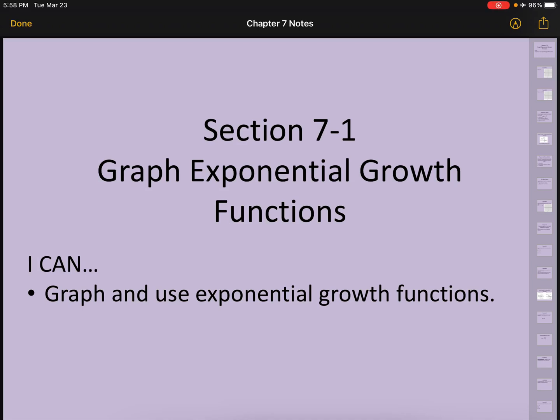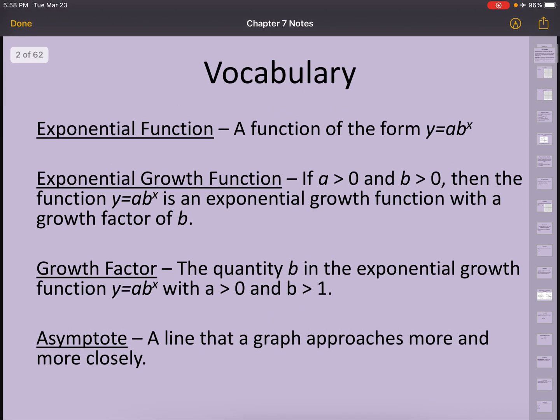Okay guys, this is section 7.1. In this section our goal here is to be able to graph and use exponential growth functions. So a little bit of vocabulary to start out.